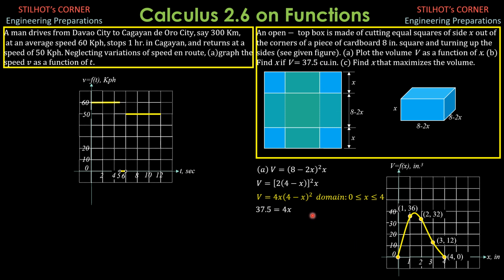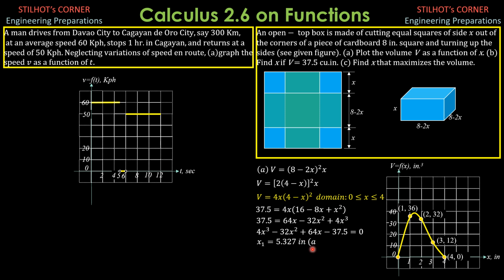So equate volume 37.5 equals 4x times 16 minus 8x plus x squared. After we expand this part, 37.5 equals 64x minus 32x squared plus 4x cubed. So rearranging, 4x cubed minus 32x squared plus 64x minus 37.5 equals 0. Then using your calculator, which is also capable of finding roots of a cubic equation, we have the following three roots.